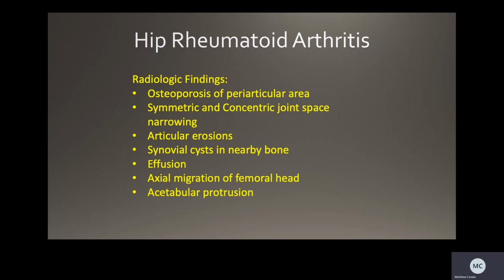Okay, so remember with osteoarthritis, we had femoral head migration. With rheumatoid arthritis, we're going to see acetabular protrusion. We'll also see some migration of the femoral head as well, and that's just because of the morphology of the joint.